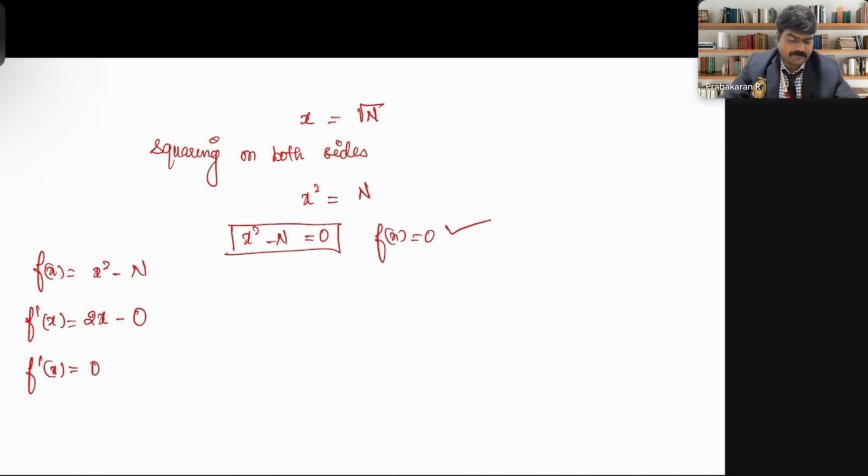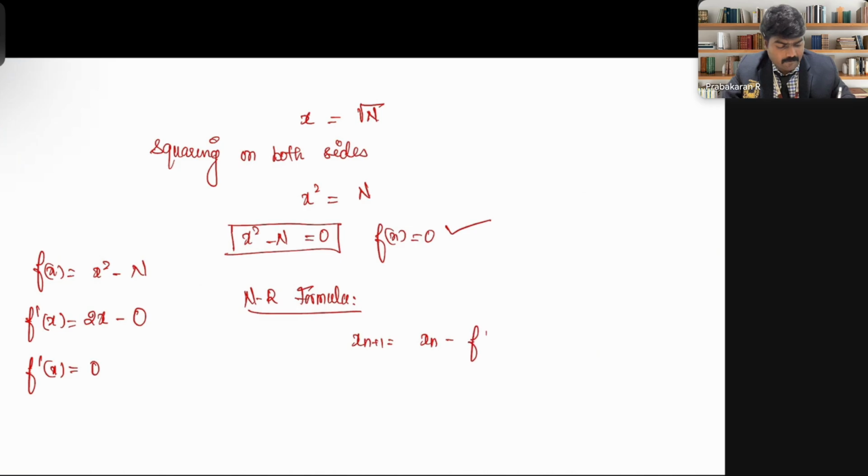This is what we have. So first we are going to derive the general formula for finding out the square root of any integer, so that we can go for the generalized case. So we know the Newton-Raphson formula, that is nothing but xn plus 1 equal to xn minus f of xn divided by f dash of xn.